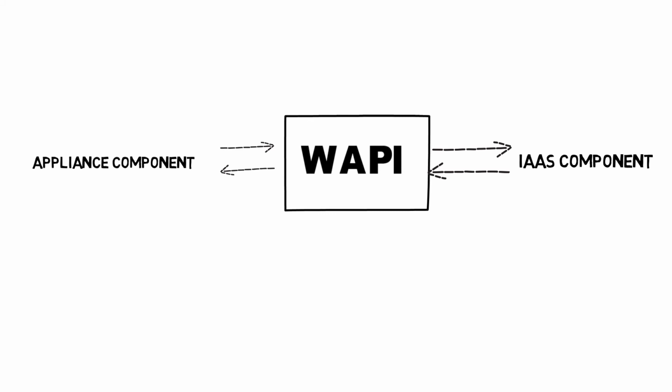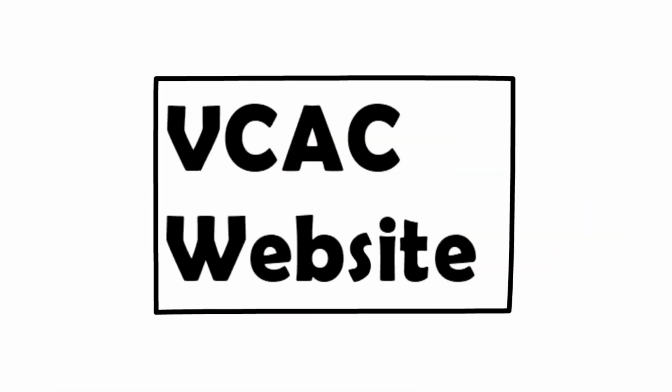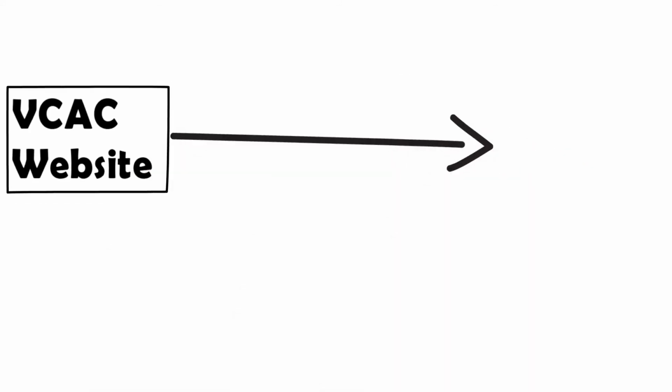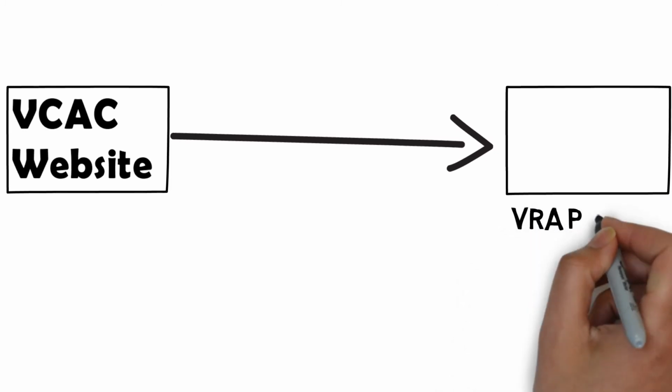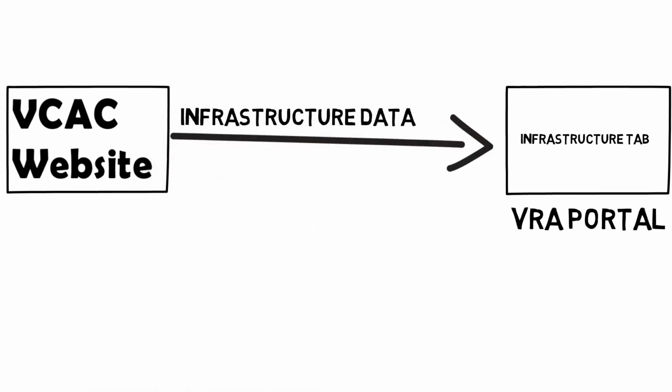The next website we have is the vCAC server. To understand what the vCAC server does, we need to understand what is happening in the vRA portal. Since the vRA portal is a website, it has multiple tabs inside it, like the home tab, the catalog tab, the design tab, the infrastructure tab, and the administration tab. Out of these tabs, the infrastructure tab shows data coming from the infrastructure components. All this data in the infrastructure tab is provided by the vCAC website. So now you know what the vCAC website does.